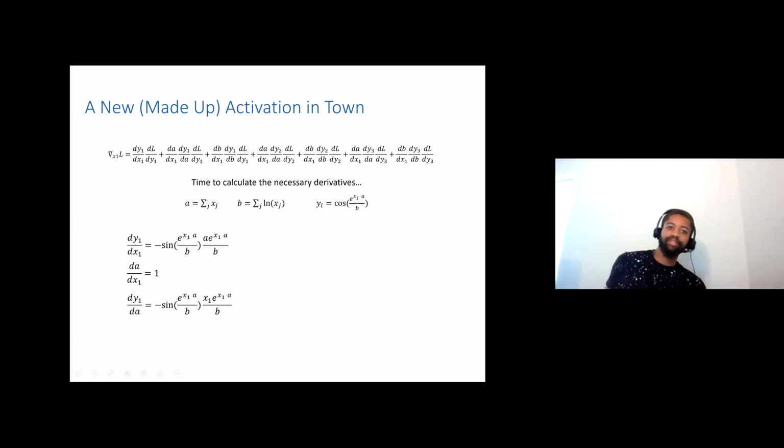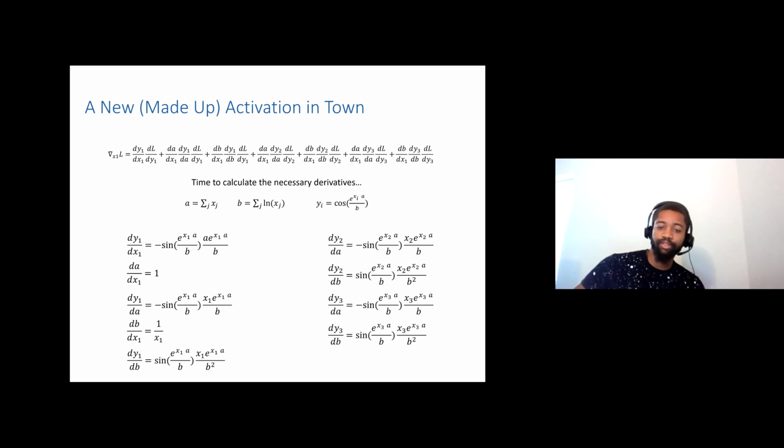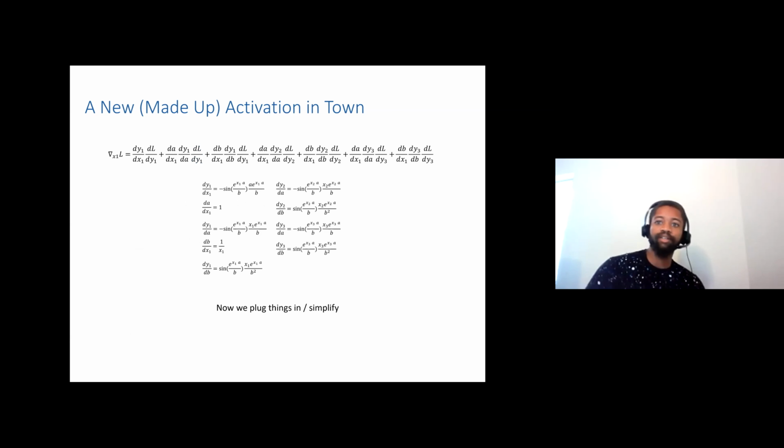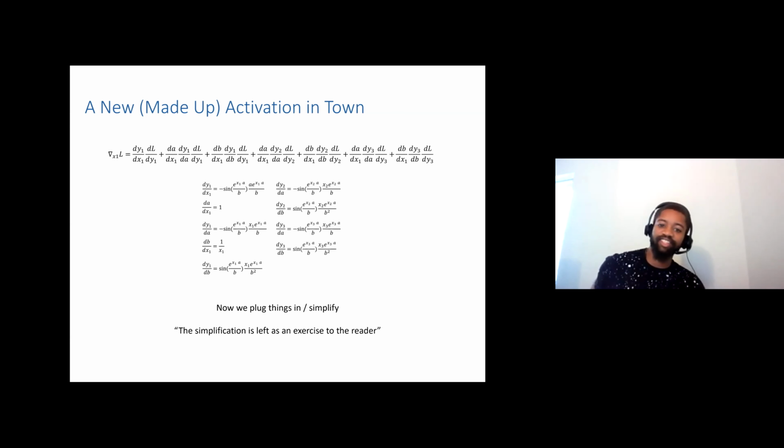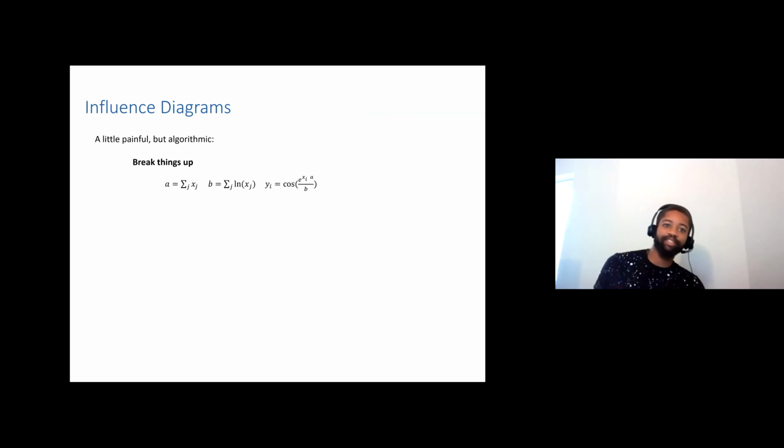Okay, so next we're going to have to calculate the rest of these, but a lot of them are repeated or look super similar. So we'll come up with those. A lot of this work we don't actually have to redo since they look similar. The next thing we're going to do is plug things in and simplify. The simplification is left as an exercise for the reader here. This can be a little bit painful, but it's algorithmic.